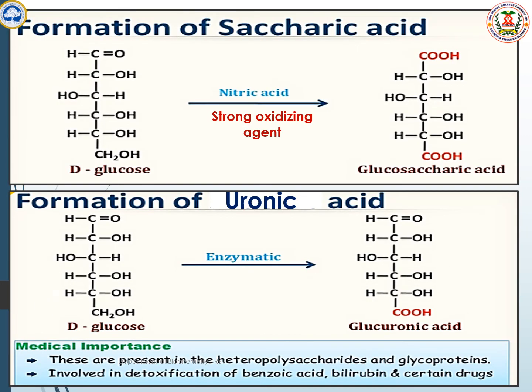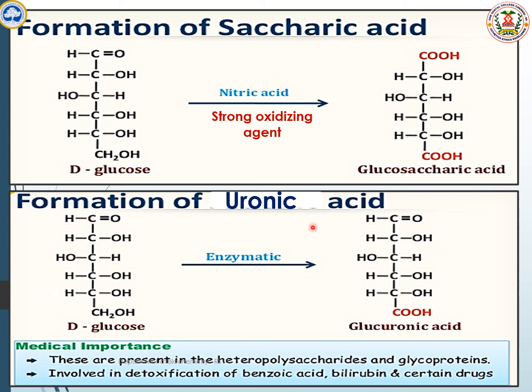This slide shows the formation of saccharic acid and uronic acid. The aldohexose, when treated with strong oxidizing agents such as nitric acid, the first and the terminal carbon will be converted into carboxyl group, that is COOH group. So the resulting structure is now called as glucosaccharic acid.